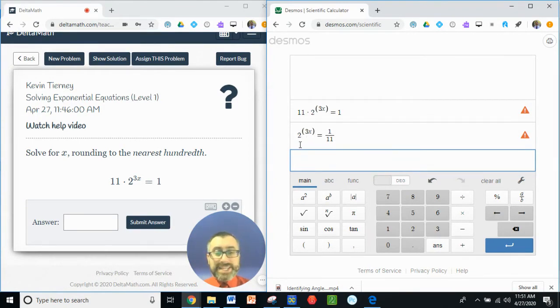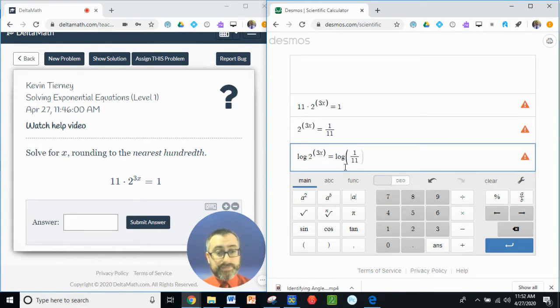Now I have a base and an exponent, and for the most part, it's pretty simple. If I want to get this variable up out of the exponent, I'm going to need to start using some logarithms. Now, knowing that this calculator only does common logarithms and natural logarithms, I'm just going to skip a few steps and go straight to those. I know that I can rewrite this equation by just writing logs on both sides. Log of 2 to the 3x equals log of 1 over 11.